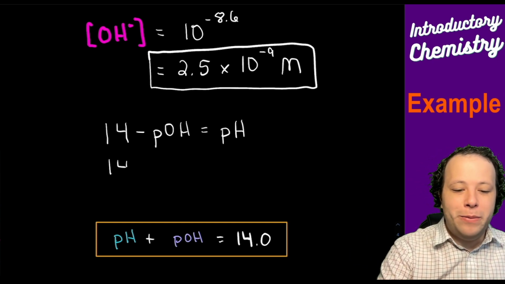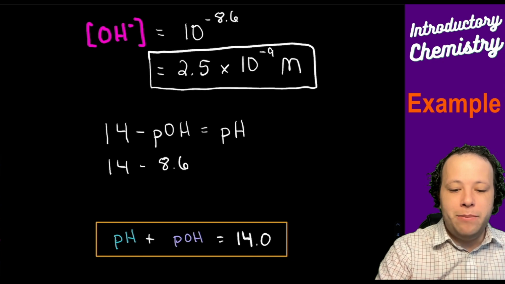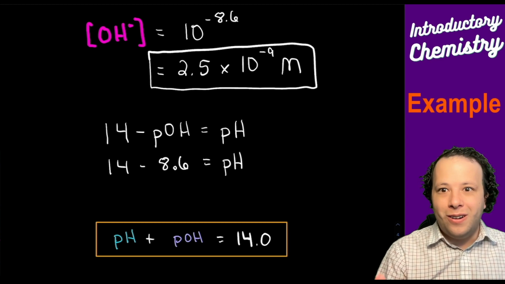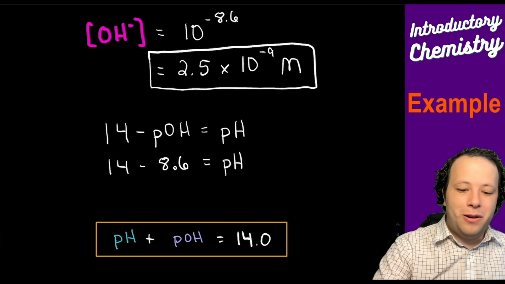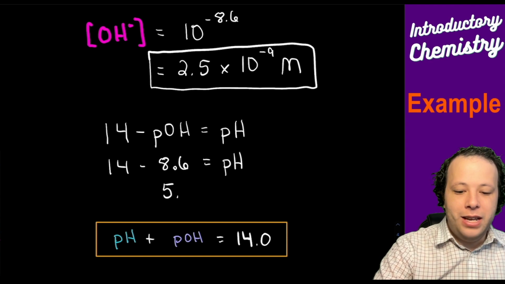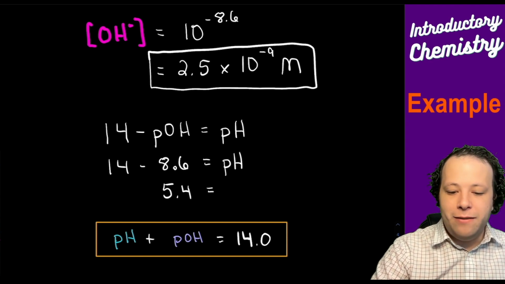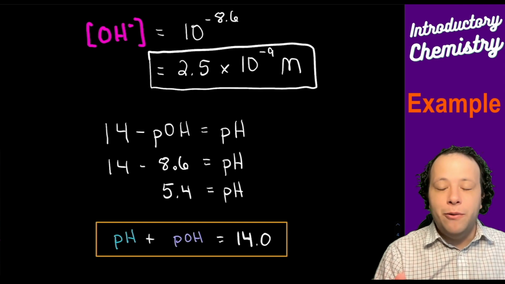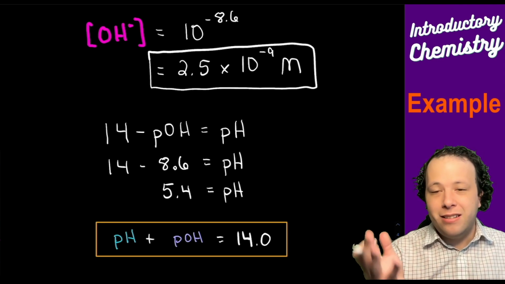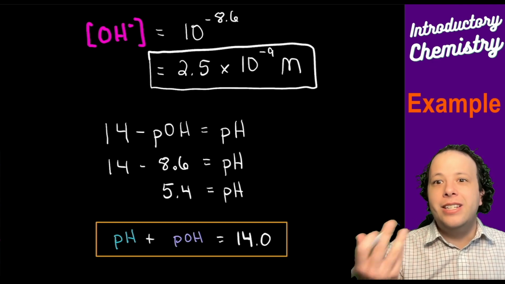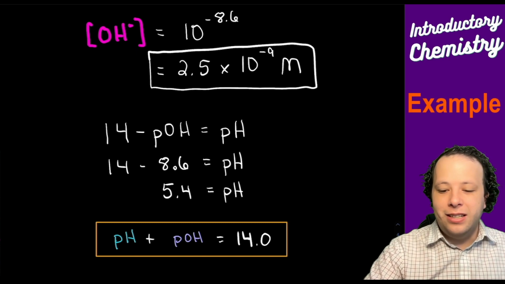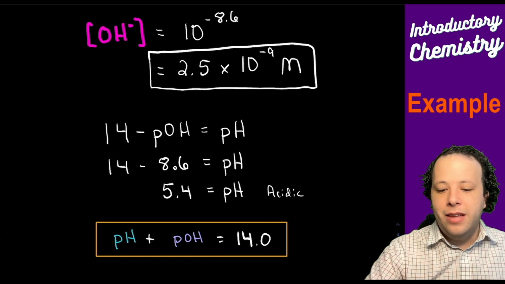So in this problem, I had 14 and my pOH was 8.6, so we can quickly find the pH, which in this case would be 5.4. That tells you that even though this is a basic solution, it is a really weak base. It's not that strong of a base, or not that high of a concentration that we have. It is a very low concentration, so this solution is slightly more acidic than basic.